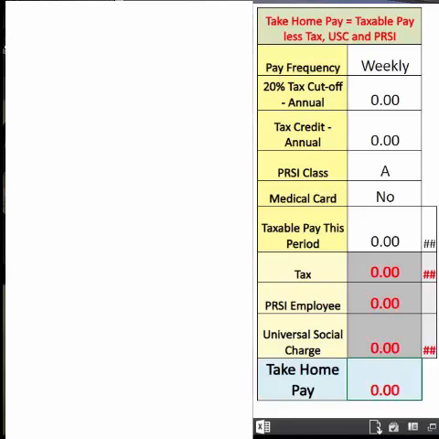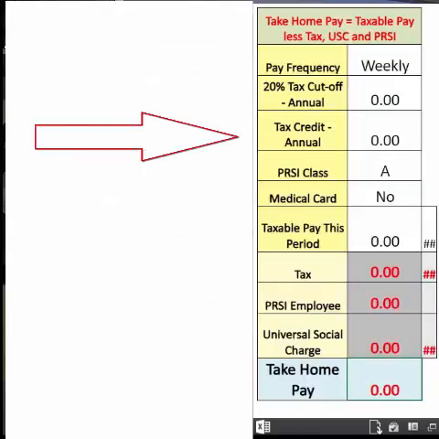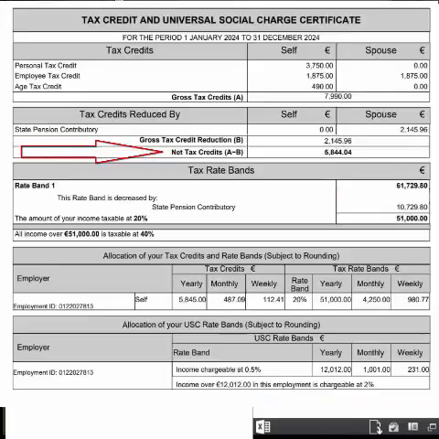The next box is for your annual standard rate cut-off point. Take the figure from your tax credit certificate. If you have two employments, use the annual figure for the employment ID you are calculating and then repeat for the other employment. The next box is for your annual tax credit. Again, take the figure from your Revenue tax credit cert as shown here. If you have two employments, use the annual figure for the employment ID you are calculating and then repeat for the other employment.